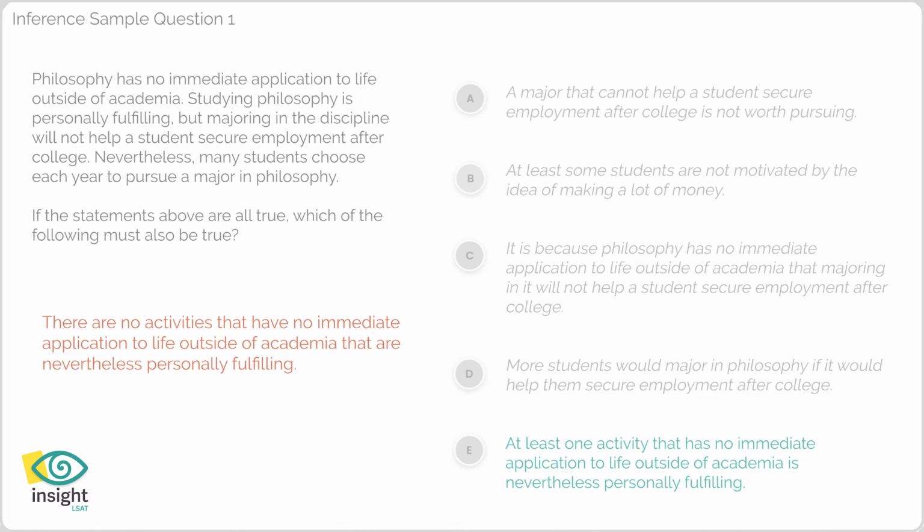Okay, a bit of a mouthful, but hopefully you can see that this will in fact produce a contradiction with the passage. The passage states that studying philosophy has no immediate application outside of academia. It also states that it is personally fulfilling. So that means there definitely is at least one activity that has both of those properties. Yet our negated answer choice directly denies that, creating a contradiction. That's what we want from an answer choice of this type, so we can safely and confidently select E, which is in fact our correct answer. On to another example.